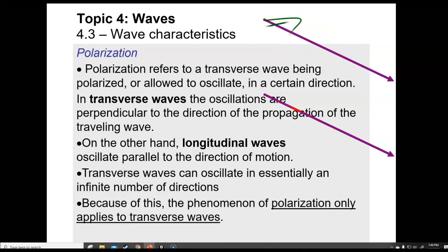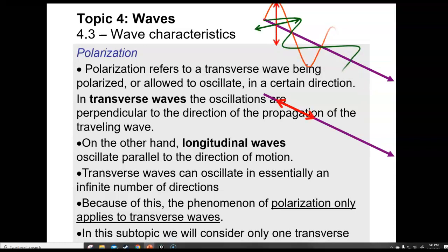Whereas longitudinal waves don't have that ability. And so because of this, polarization only applies to transverse waves. Okay, here you can see on the green, those are just two of the infinite number of possibilities of a transverse wave oscillating in a given plane. Okay, so you can see the red one is going up and down, the green one is going side to side, and you can have any number of infinite angles in between that. And so polarization, if a wave is polarized, is restricted to oscillate only in a certain plane.